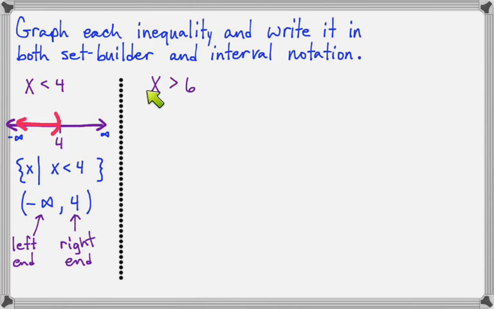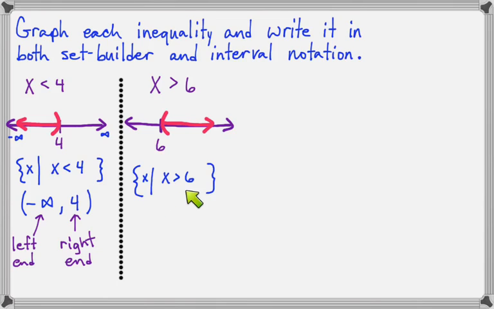And here's another inequality. x is greater than 6. So for our graph, we will put a 6 on our number line, and this time, because we want to graph the numbers greater than 6, we will go toward the right, and again, because x cannot be equal to 6, I'll use a round parenthesis. And now my set builder notation, I have the set of all x's such that x is greater than 6. So what goes inside the curly braces is simply your inequality restated.